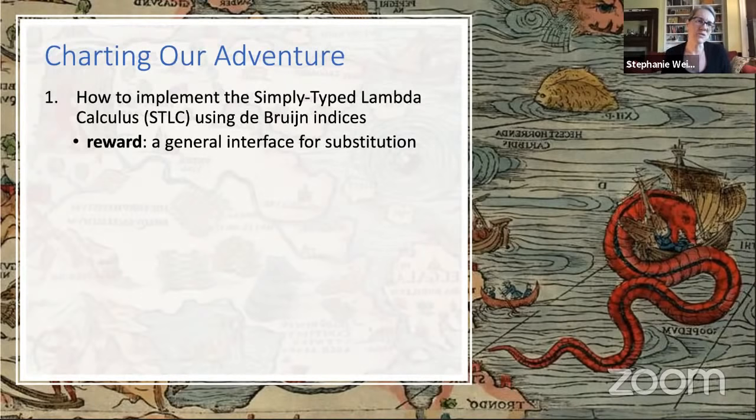And along the way, as we do this, I want you to pay attention because we're going to develop a general interface for working with substitution for languages that use de Bruijn indices.